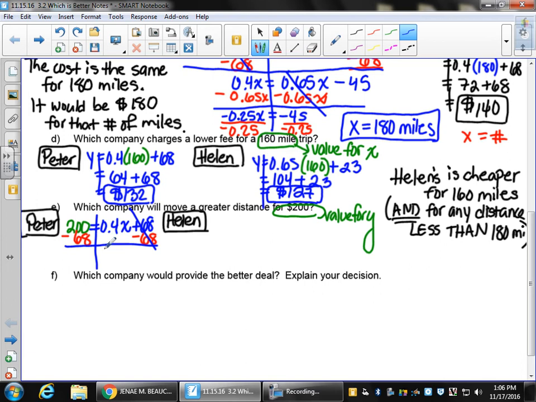$200 minus 68 is 132 equals 0.4x. Divide by 0.4. Divide by 0.4. I got x equals 330 miles.